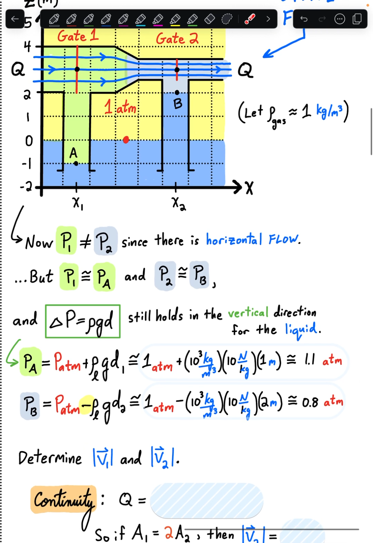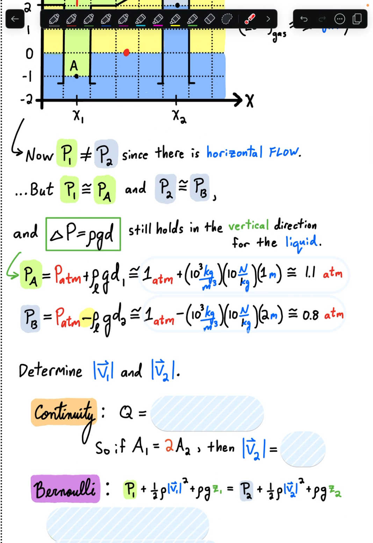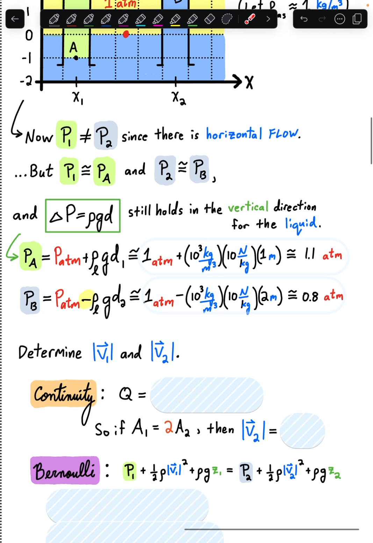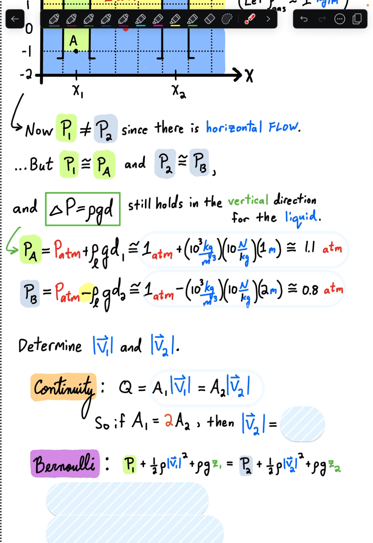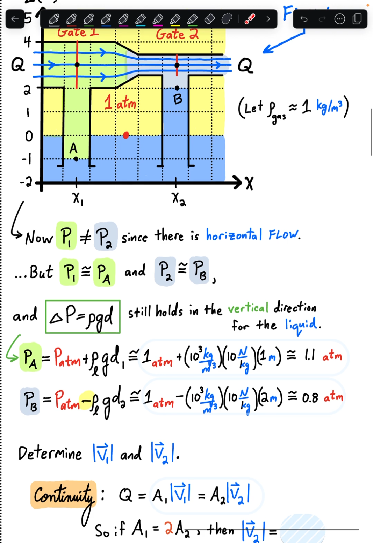Knowing that, we can now determine the speeds of the gas at gates 1 and 2 using the continuity equation and the Bernoulli equation. Continuity says that the flow rate at 1 equals the flow rate at 2, so the liters per second or gallons per minute or cubic meters per second. The A times V at gate 1 equals A times V at gate 2.